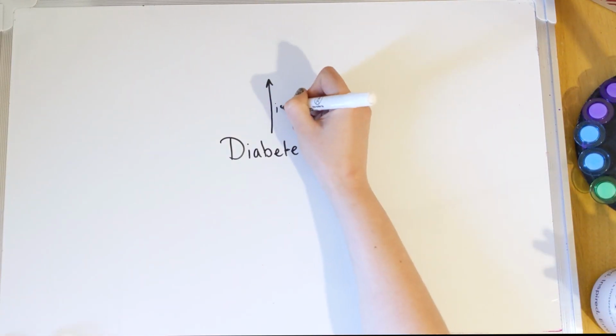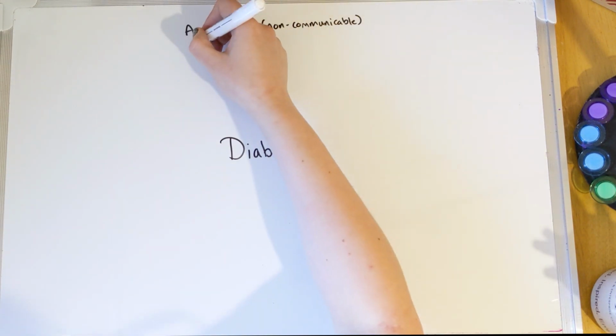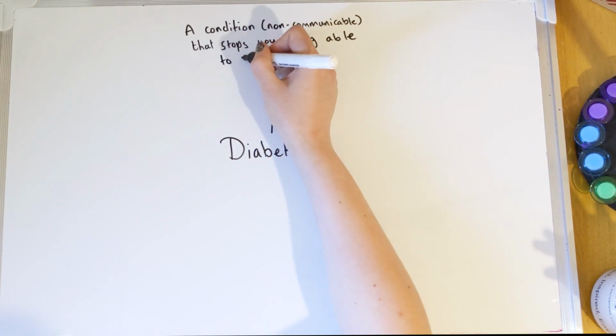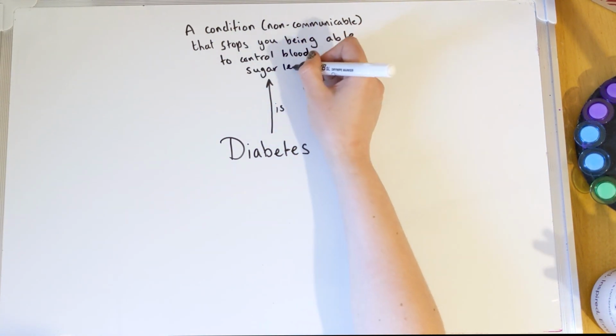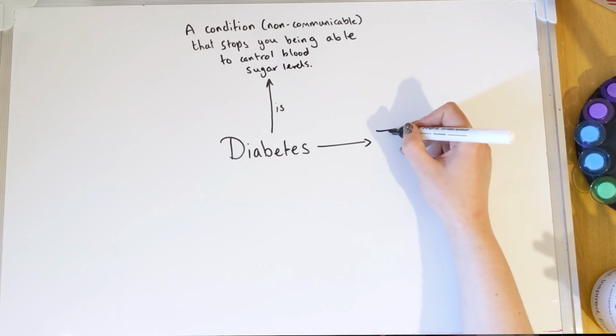Diabetes then is a medical condition, a non-communicable disease, so you can't pass it on, that stops you or reduces your ability to maintain insulin levels in your blood. Diabetes comes in two main types. You've got type 1 and type 2.